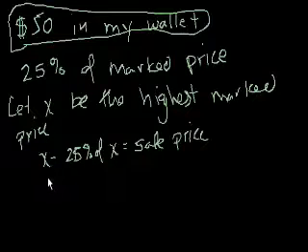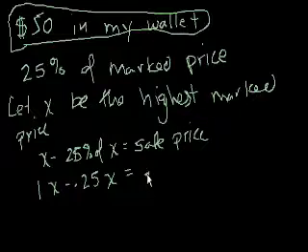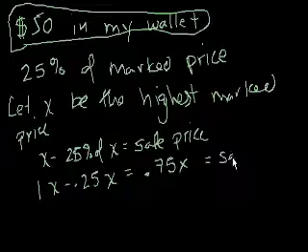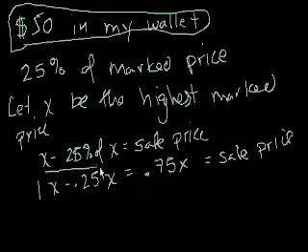Well, we know that this is the same thing as x minus 0.25x. And we know that x is the same thing as 1x. 1x minus 0.25x. Well, that means that 0.75x is equal to the sale price, right? All I did is I rewrote x minus 25% of x as 1x minus 0.25x, and that's the same thing as 0.75x, right? Because 1 minus 0.25 is 0.75. So 0.75x is going to be the sale price.